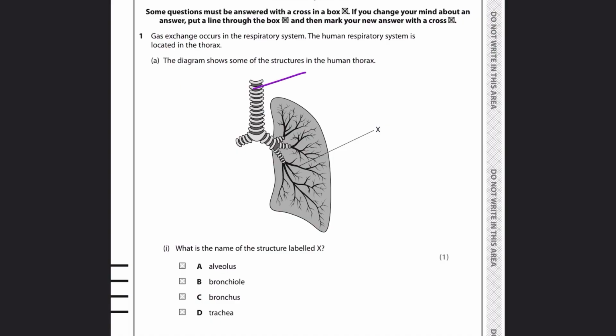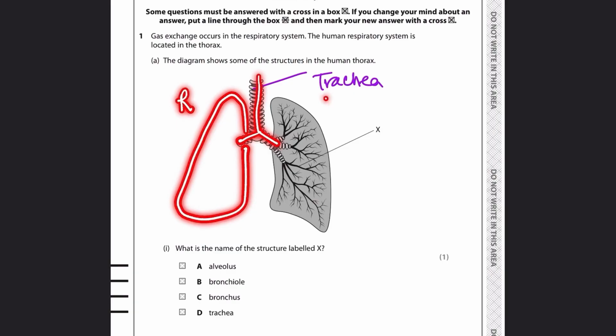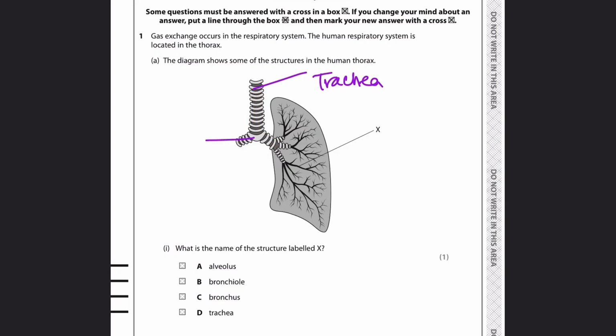Now, this bit, that is a trachea. So when you breathe in air, which is what you're doing right now, it will travel down the trachea, and then the trachea splits into the two bronchi. There's another lung here, right? This is your right lung, this is your left lung. So they only drew one lung here. So therefore, this and also this, these would be the bronchi.